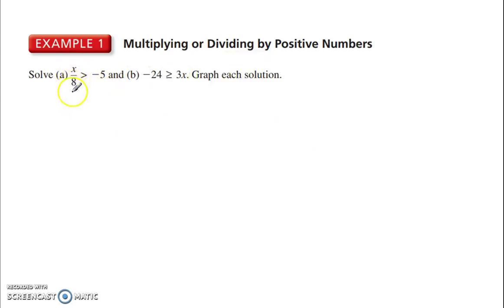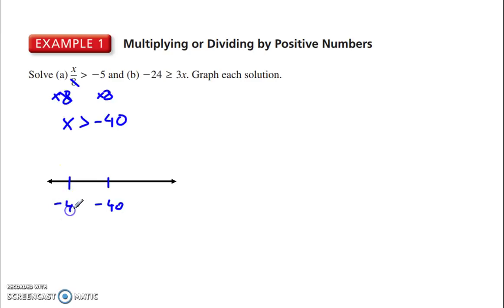We're going to multiply each side times 8 because x is being divided by 8. That cancels out. Then I get x is greater than -40. In order to graph that, make yourself a number line, put -40 in the middle. Now remember, when we're in the negatives, the larger absolute value is to the left. This is going to be an open circle because -40 is not included. X is greater than -40, so we're going in this direction.